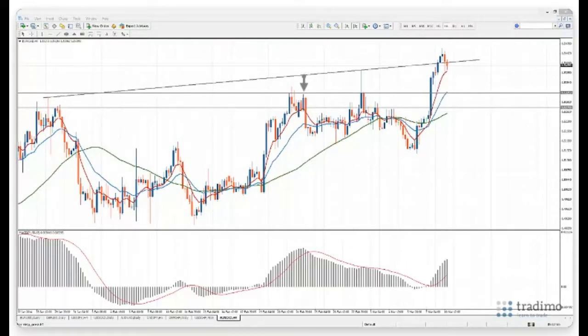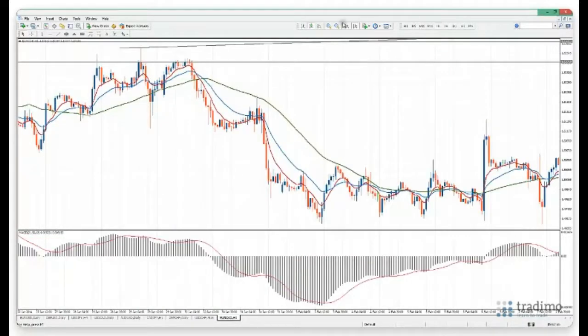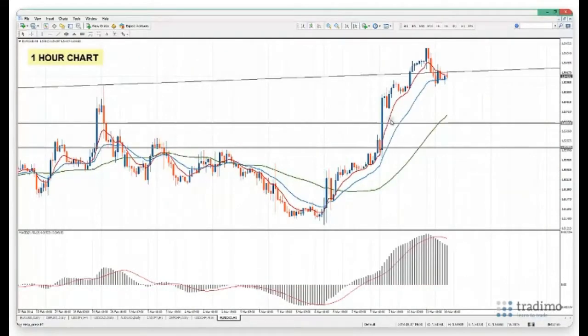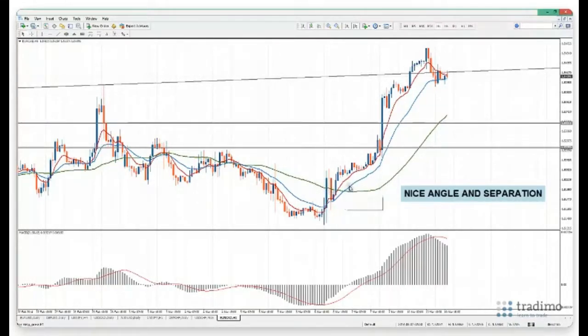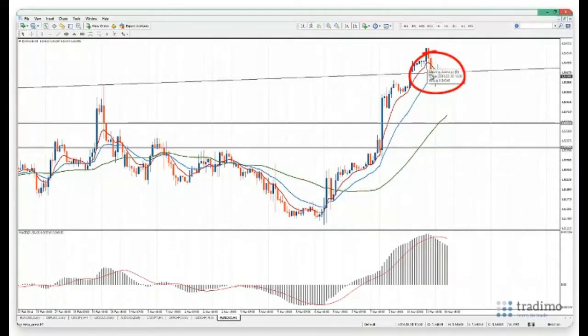Once we have finished doing a top down on the 4-hour chart, we can move to the hourly chart. And once again, we'll do the same thing. We'll start with the trend direction. See, the trend direction is up. Nice angle and separation for most of the move up. However, you'll see the moving averages now start to flatten out. The MACD had good signs of momentum pushing to the upside. However, you can see the momentum starting to fade with the MACD bars starting to make lower highs.